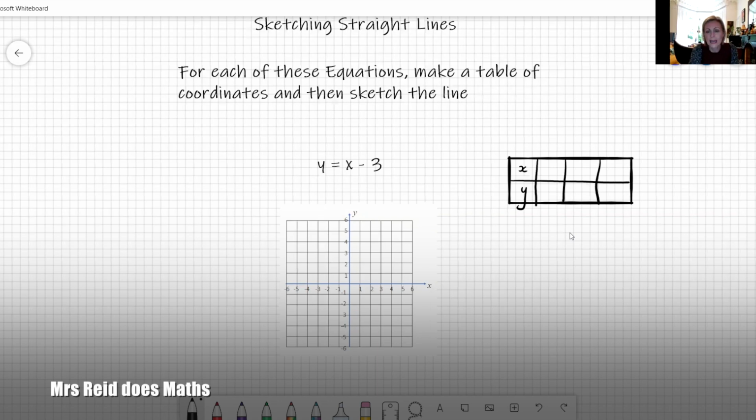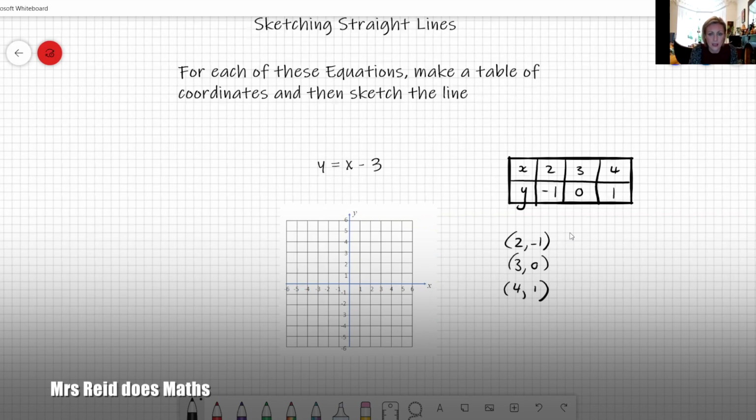So just choose any random x coordinates you like. It won't matter at all. So I'm going to choose 2, 3, and 4. Doesn't matter which ones I choose, but I'm going to choose them. And so the rule is the y coordinate is the x coordinate take away 3. So 2 take away 3, 3 take away 3, 4 take away 3. And now I've got a set of coordinates with my x coordinate being 2 and my y coordinate being minus 1. X coordinate 3, y coordinate 0, and then 4, 1 as well.